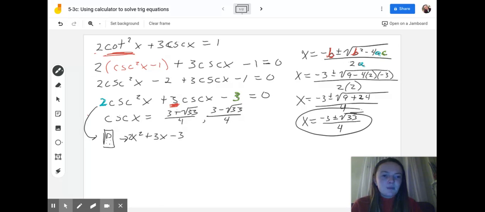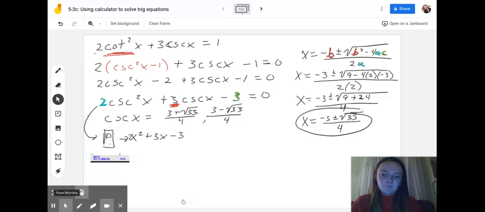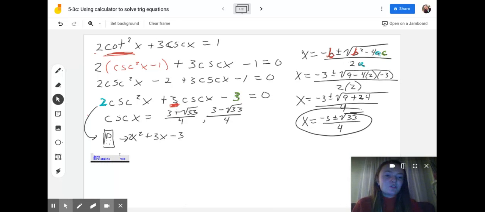There we go. All right, so I'm going to press second trace, and just for time's sake, I'm going to pause this for a minute so that I can get the solutions quickly. Okay, so I got the first solution. I'm going to go ahead and show you how to get the second solution.